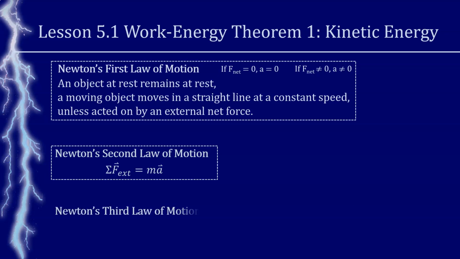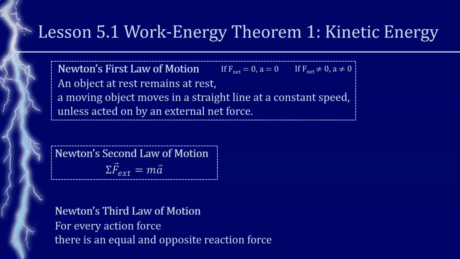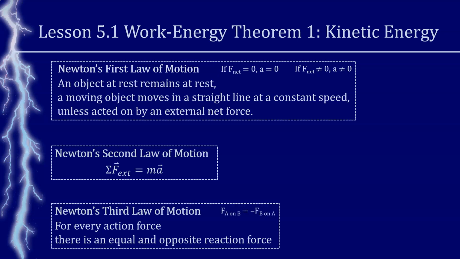Here's Newton's third law. The third law of motion states that for every action force, there is an equal and opposite reaction force. What does this look like mathematically? Well, I can write an equation just based on this sentence. Here I have an action force and a reaction force. So to make sense of this, let's consider that you have two objects, object A and object B.